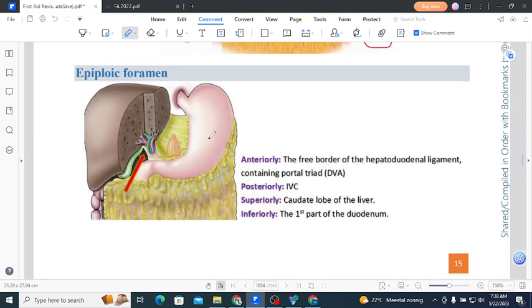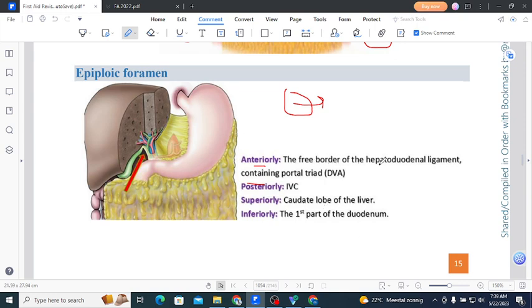In the next picture you can see the epiploic foramen. The epiploic foramen has boundaries: anterior, posterior, superior, and inferior. Basically it is the foramen through which we can enter into the lesser sac, and the lesser sac is situated behind, or posterior to, the stomach, you may say in easy words.